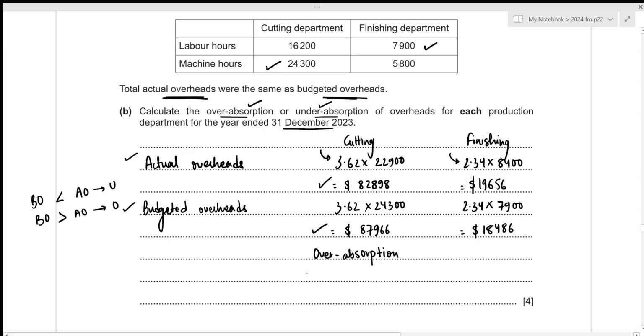We also need to calculate the amount for overabsorption. That is just going to be the difference. So 87,966 minus 82,898, which results in the value of 5,068.